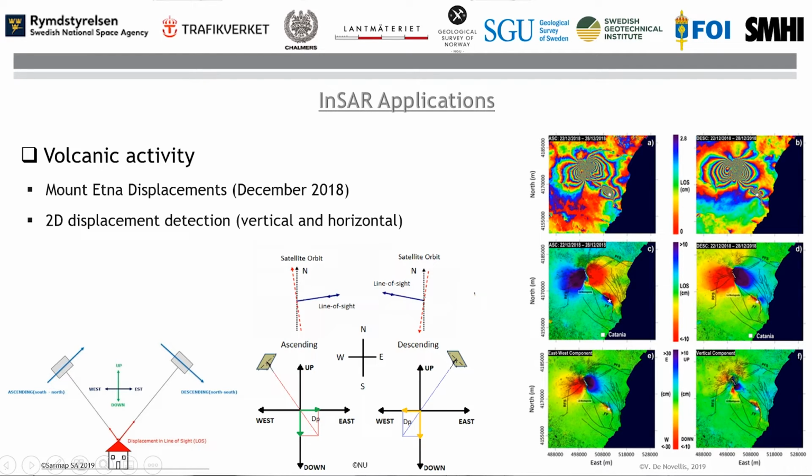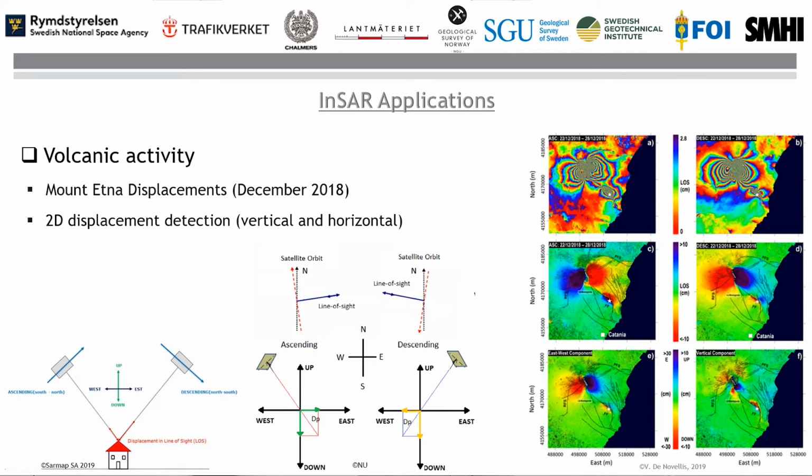After unwrapping and converting the unwrapped phase to displacement, here we can see the displacement along the line of sight in ascending and descending modes. And after combining both InSAR geometries, we can create the 2D displacement map, up-down and west-east.